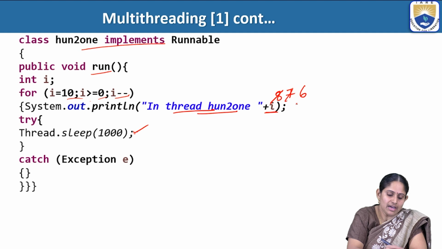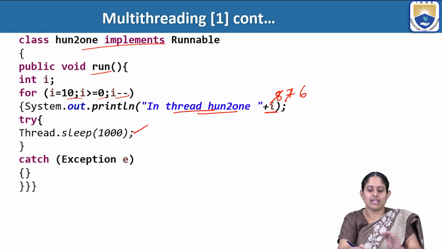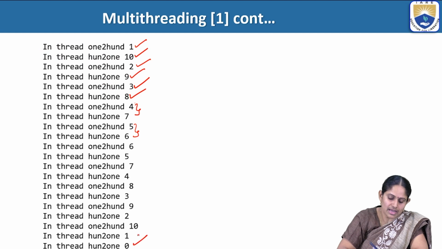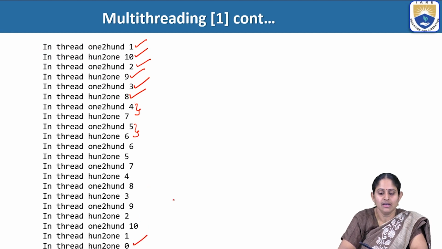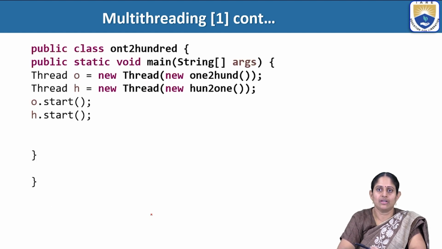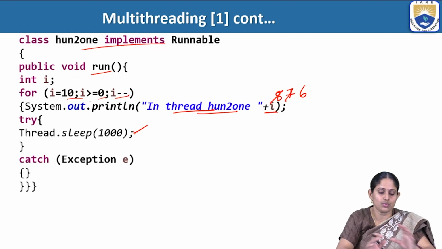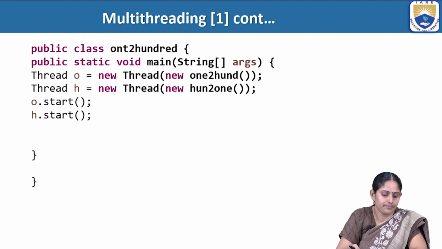Now similarly, likewise, the values till 0 will be printed by the second thread, and the first thread will print the values till 10. So likewise, these two multi-threading tasks will be executed in our program.